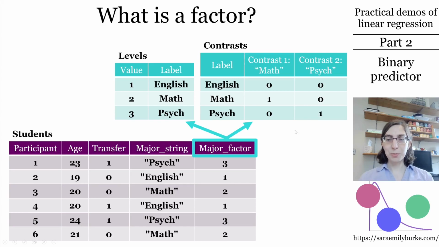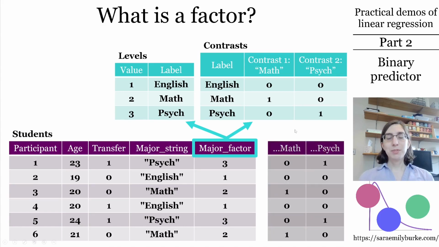The reference category by default will be the first one in alphabetical order, but you can change that and I'll show you how. The result of this is that these 2 contrasts together will fully cover the information contained in this major factor, because students who have a 1 on contrast 1 are math majors, those who have a 1 on contrast 2 are psych majors, and those who don't have a 1 on either of those contrasts are the reference category, English majors.